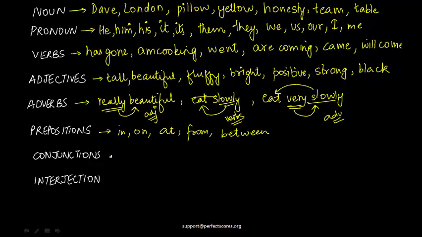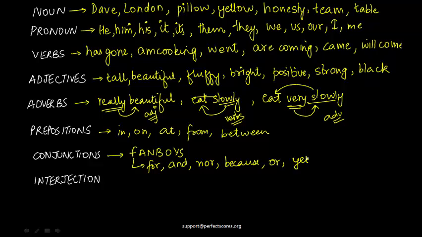Then coming to conjunctions, which are joining words. Usually conjunctions can be remembered by using this word fanboys. So you have for, and, nor, because, or, yet, so. And there are lots of other conjunctions as well. For instance, though, yet, and lots of many other conjunctions. So conjunctions are joining words.